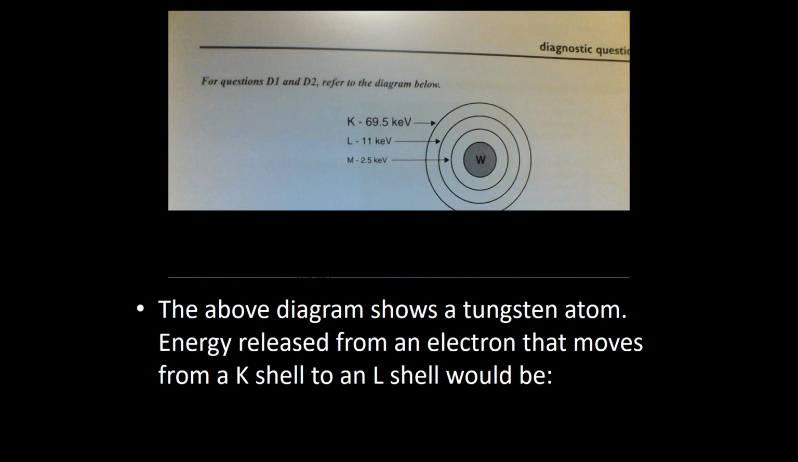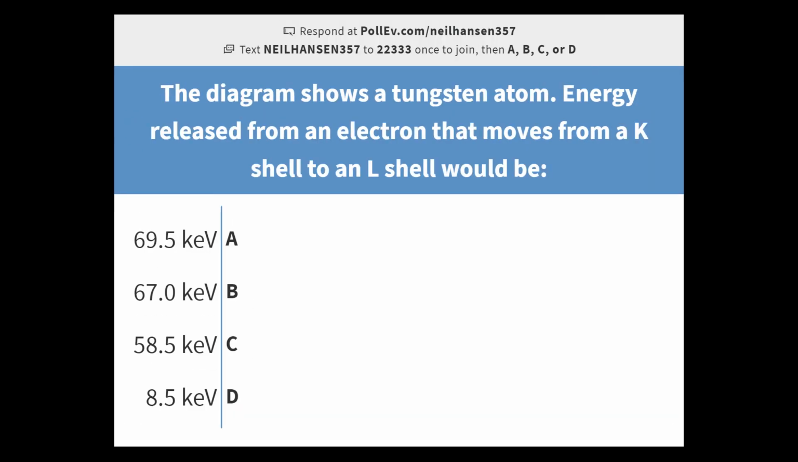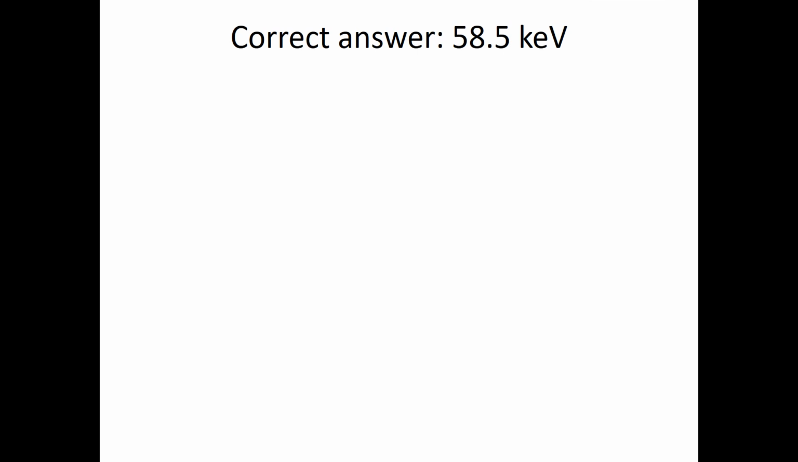All right, first question to keep you awake. The above diagram shows a tungsten atom, energy released from an electron that moves from the K shell to the L shell would be which of the following? You can either pause it now or take some more time. Here are your answer choices. The correct answer is 58.5 keV.